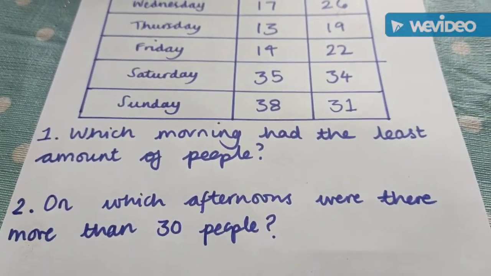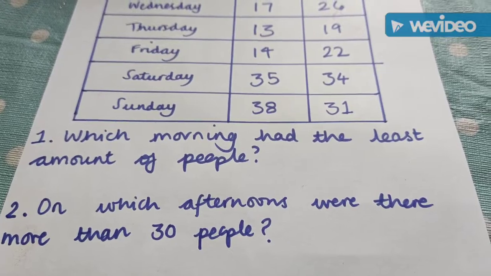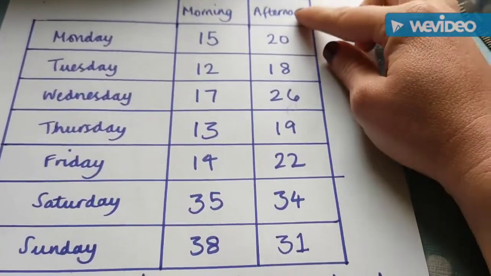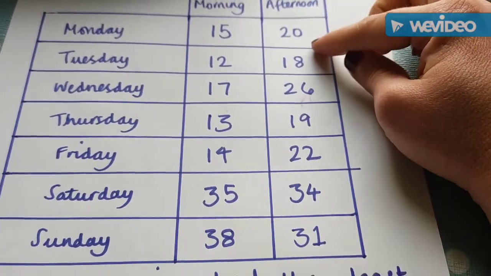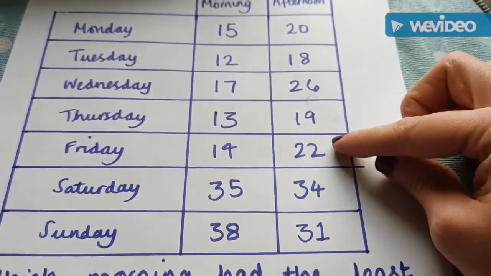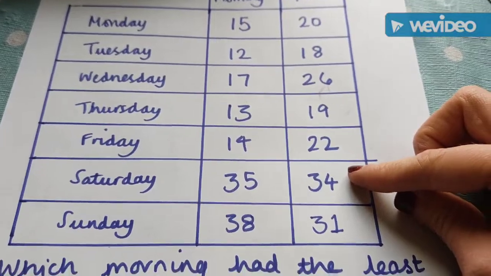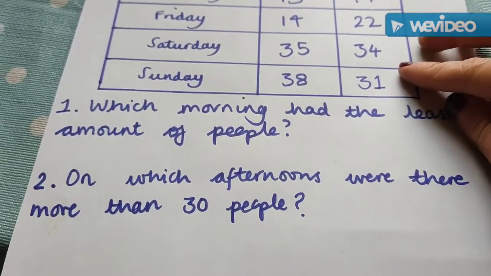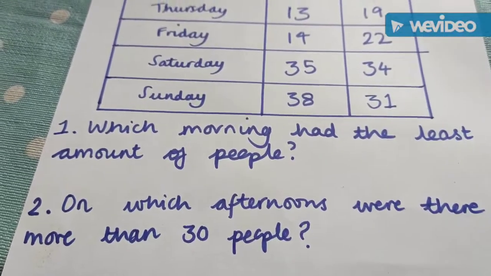Question number 2, on which afternoons were there more than 30 people? So I'm thinking about afternoons now. So I just want to look in this column, and I want more than 30 people. So I'm looking down for more than 30. 34 on Saturday and 31 on Sunday. So both on Saturday and Sunday there were more than 30 people.